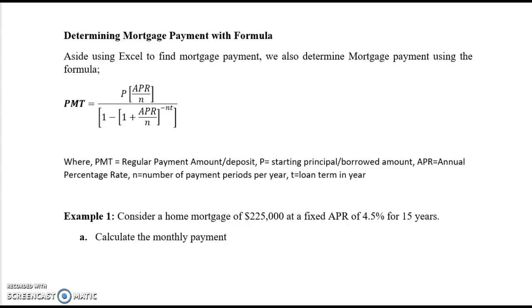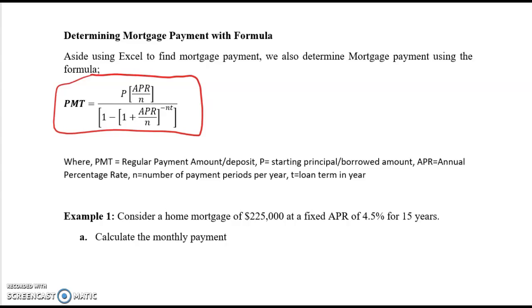In this video, we're going to determine mortgage payment using a formula. Aside from using Excel to find mortgage payment, we can also determine it using the formula PMT equals P times APR over N, divided by 1 minus 1 plus APR over N, exponent negative NT, where PMT is the regular payment amount or deposit, and P is your starting principal or the borrowed amount.